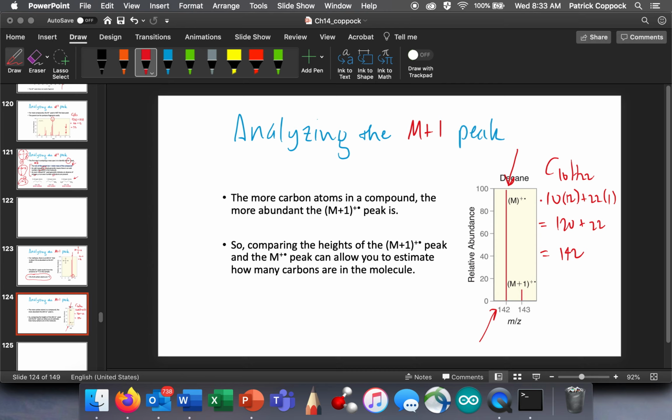But 1% of these carbon atoms are carbon-13, and since there's 10 of them, this ratio is going to be about 10 to 1. So comparing this M+1 peak to the M peak is going to give you a rough estimate of the number of carbons. I should say rough estimate, because we're oftentimes not going to actually have that number. But you can see that's consistent with 10, right? This is 10, and that's 100. So that's a decent estimate, and I think that's all we're going to say about the M+1 peak.